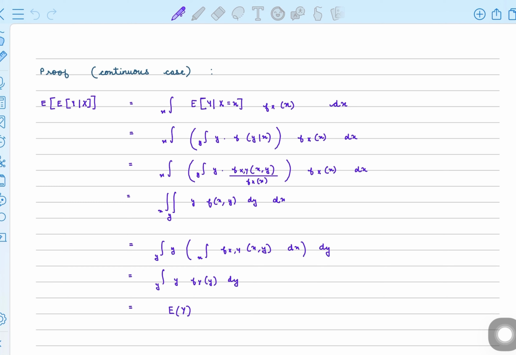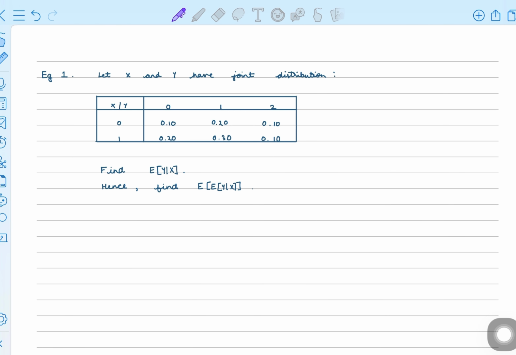Next, we have the same proof but under the continuous case. Now we apply the law of total expectation to two examples, one for the discrete case and the other for the continuous case. Here we start with our first example. We are given the joint distribution table, and using this we are asked to find the expectation of y given x. Hence, we are to find the value of the expectation of the random variable y given the random variable x. We begin with the first part.